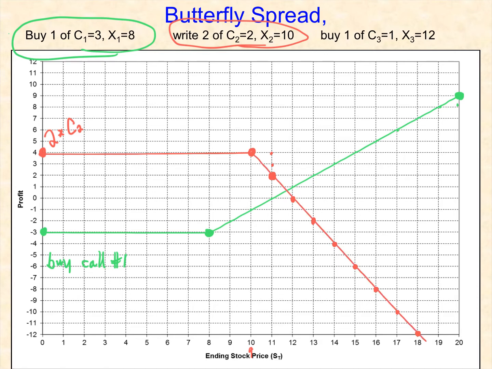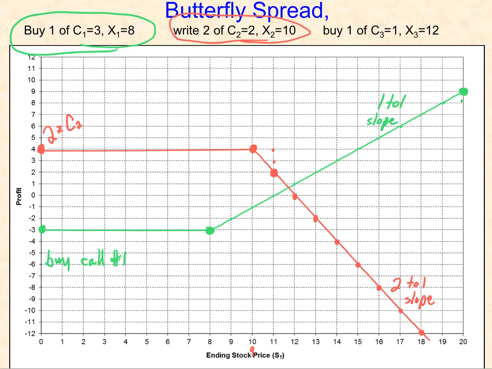We're seeing something new now. This line has a 2-to-1 slope. All the other lines we've drawn so far either had no slope, the flat lines, or a 1-to-1 slope. For example, our green line up here has a 1-to-1 slope. So we'll label this line 2 of call number 2.